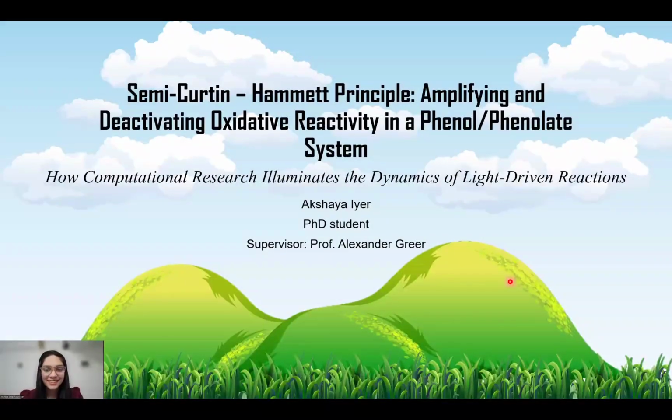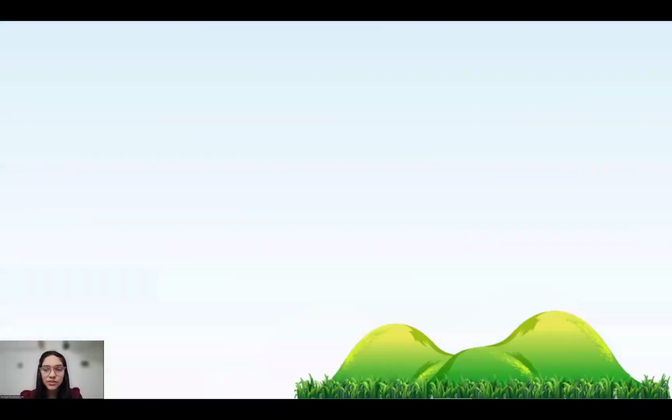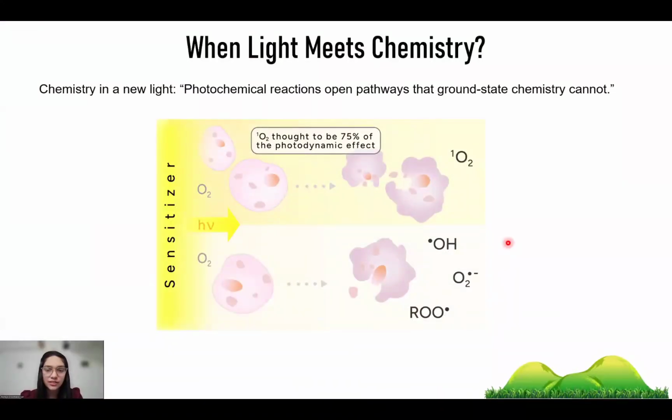Hi, I'm Akshaya Iyer, a PhD student in the Department of Chemistry working under Professor Alexander Greer. And today I'm excited to talk about my research on a photochemical principle known as the Semi-Curtin-Hammett principle, which is all about controlling oxidative reactions using light.